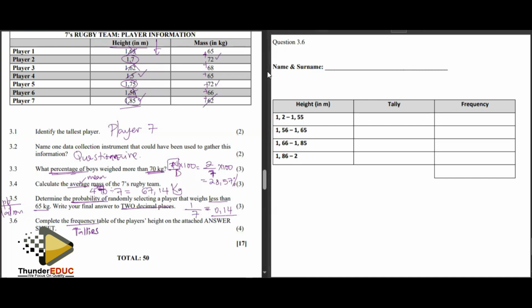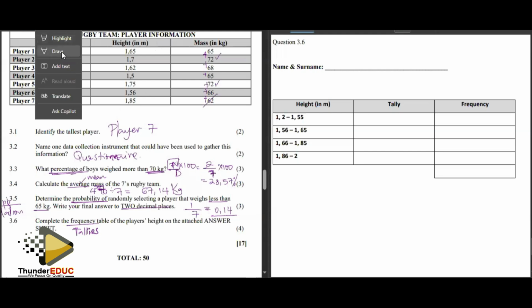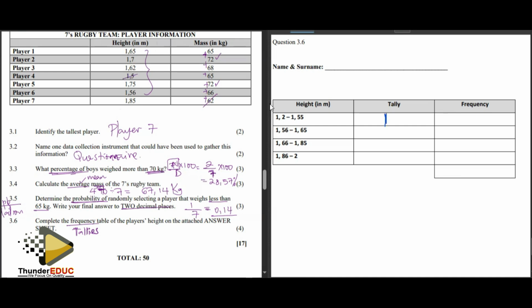All right. We say numbers between. Let's come here. We are looking at the height because it's what is given. This is the height. So 1,2 to 1,55. We only have 1, which is this one here. You come and draw one stick. Then here you write 1 as a number.